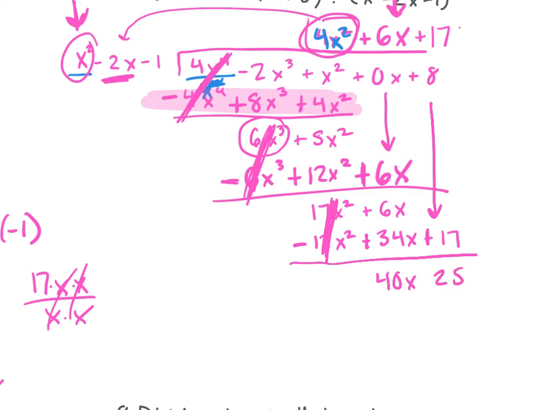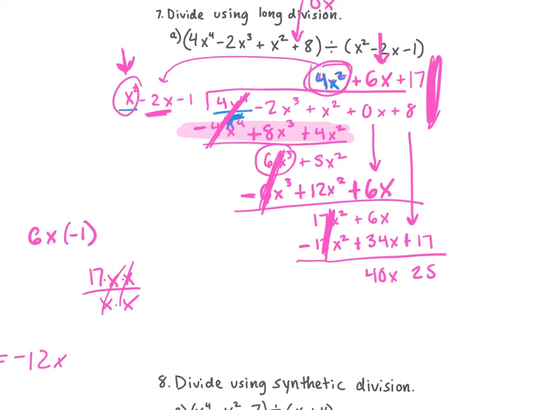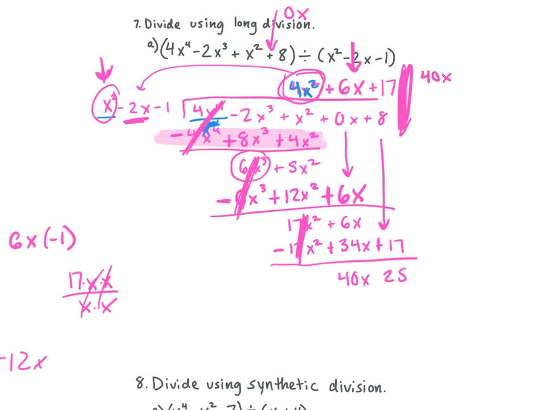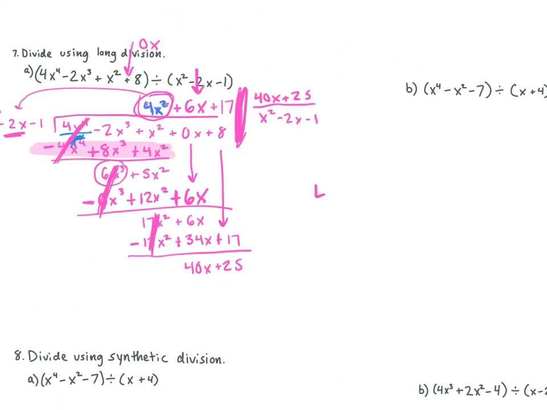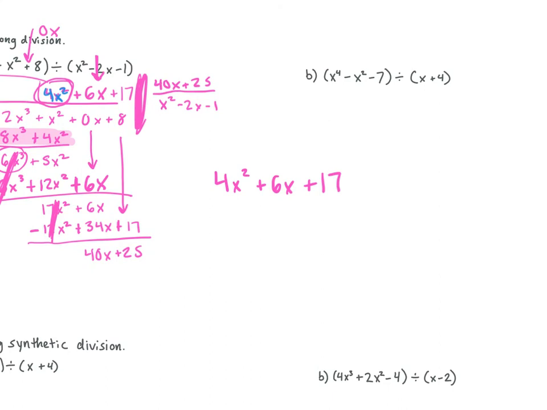25. Once we run out of places to go here, everything else is our remainder. So what comes from the bottom goes on top. Awesome. So 40x plus 25 over x squared minus 2x minus 1. So our answer, it kind of looks messy at the top, so I'll rewrite it here, is 4x squared plus 6x plus 17 plus 40x plus 25 over x squared minus 2x minus 1. So this is our whole answer.